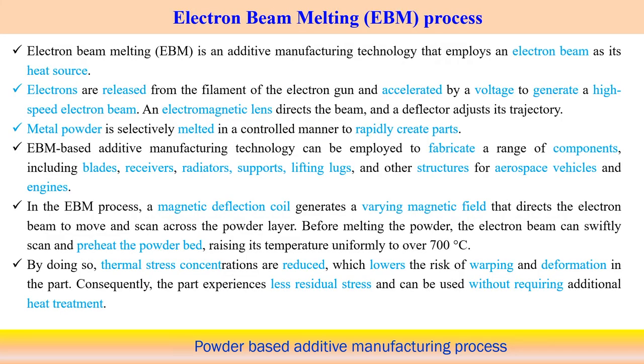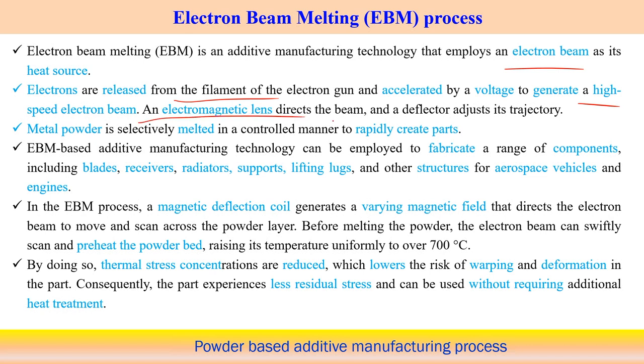Now there is another additive manufacturing process, which is based on electron beam melting. Electron beam melting is an additive manufacturing process where an electron beam is used as the heat source. We know how the electron beam works. Electrons are released from the filament of the electron gun, and with the application of high voltage we can accelerate the flow of electrons. Then a high speed electron beam is generated.